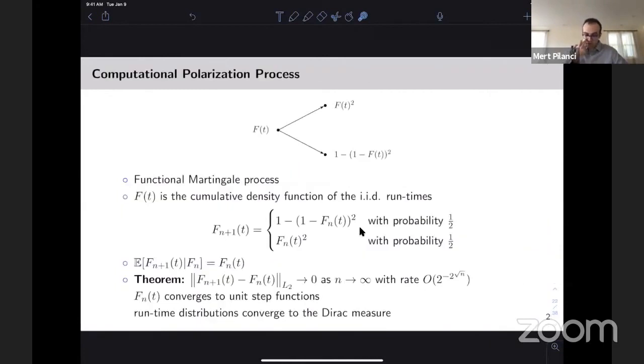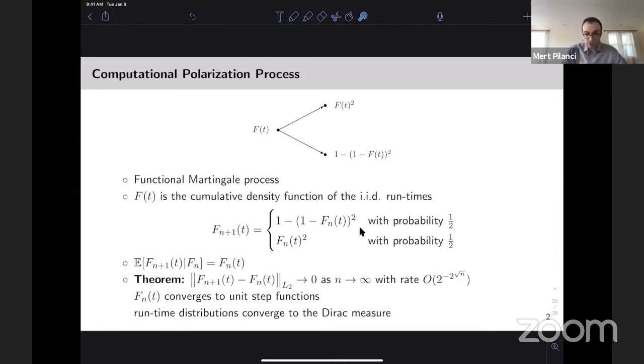We call this a computational polarization process. It is actually a functional martingale in a Hilbert space. It is like a random walk. You start with a function, and then there's a functional mapping. It follows this rule with a certain probability. It gets squared, with probability 1/2, and with probability 1/2 it gets mapped to this value. And this is a martingale. If you average these two functions, it is identical to the original function.